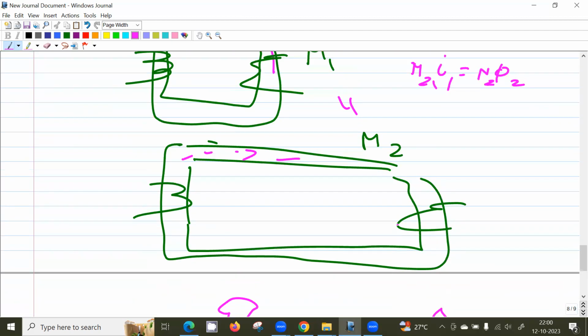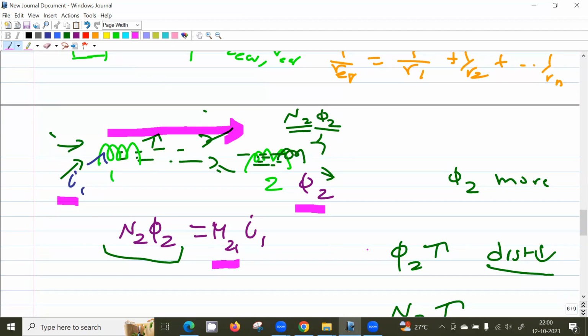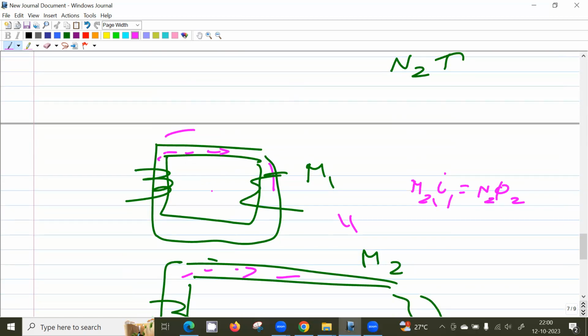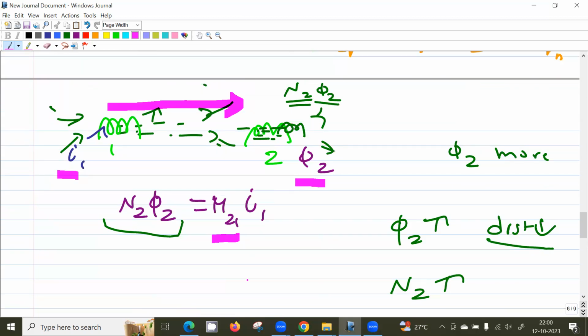Okay, so when the coils are present in air, we have to keep them close together because the flux will go everywhere. But once the core is there, it will get confined within the core. So in this case, one way to increase the mutual inductance is to decrease the distance between the two of them.